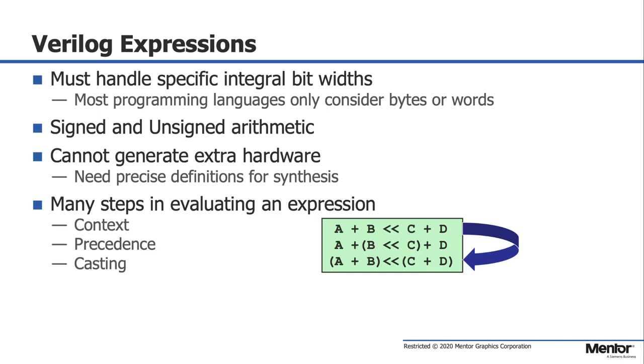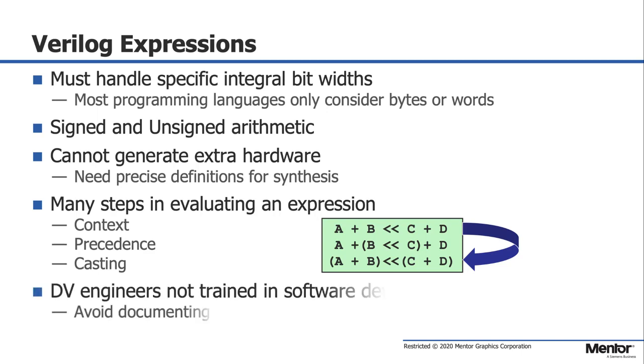And there are casting rules for when we have different types, and whether we have signed and unsigned, different bit widths, that all has to get rationalized. One of the problems is that design and verification engineers are not really trained in software development, and you can see that by the fact that they avoid documenting what their code is supposed to do and what their intent is. So there are a lot of implicit defaults within Verilog that carry on into the SystemVerilog language and then into the constraints.